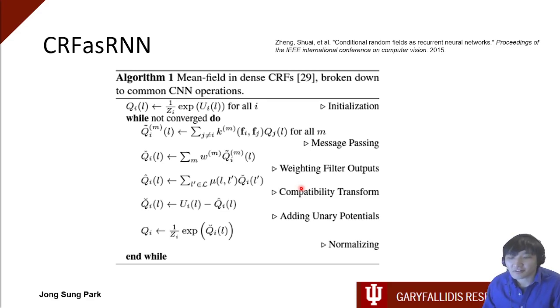And also this is easier because this message passing step, which is the step of extracting the neighboring information, can be done as a convolutional layer. So it makes the model much faster and easier on training.